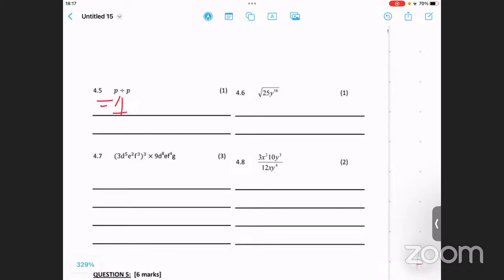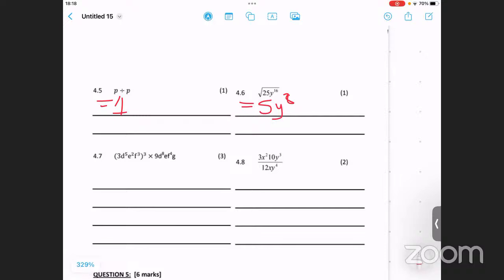Ma'am, the answer is 5y to the power of 8. It's what? 5y to the power of 8. Do all of you agree? Nike, do you agree? Or do you have anything different from that? Ma'am, I agree. Okay, cool.